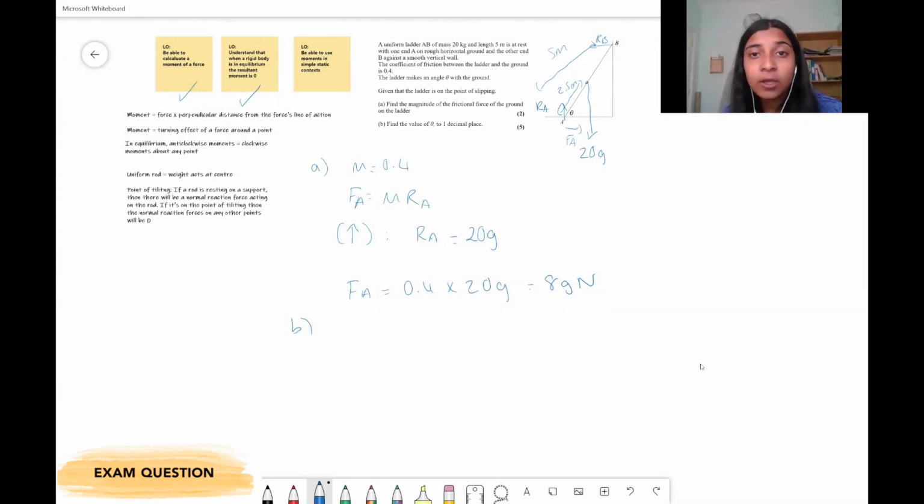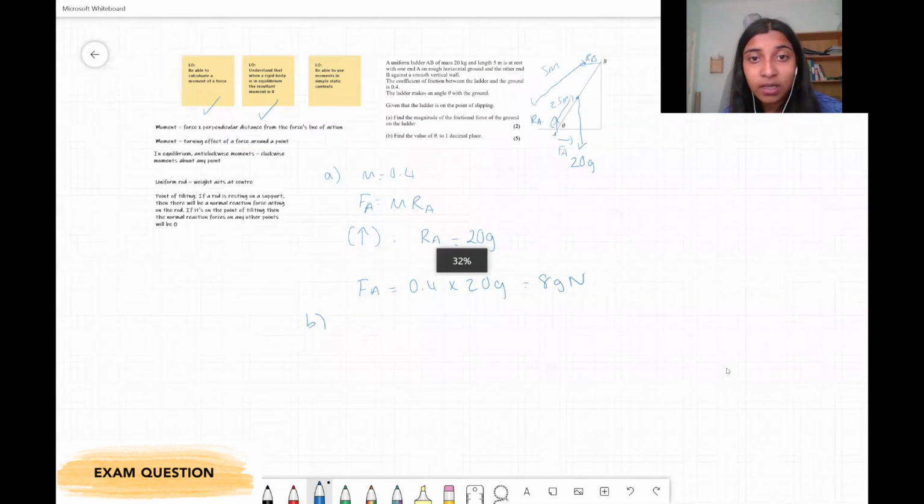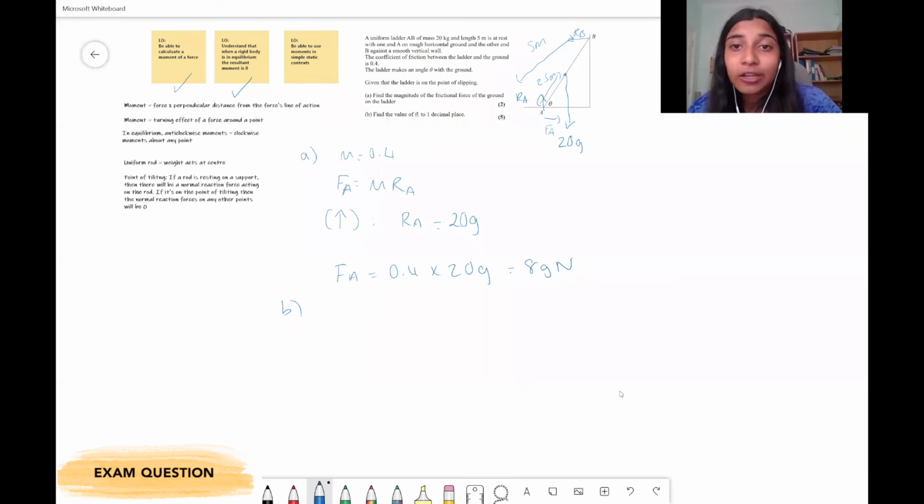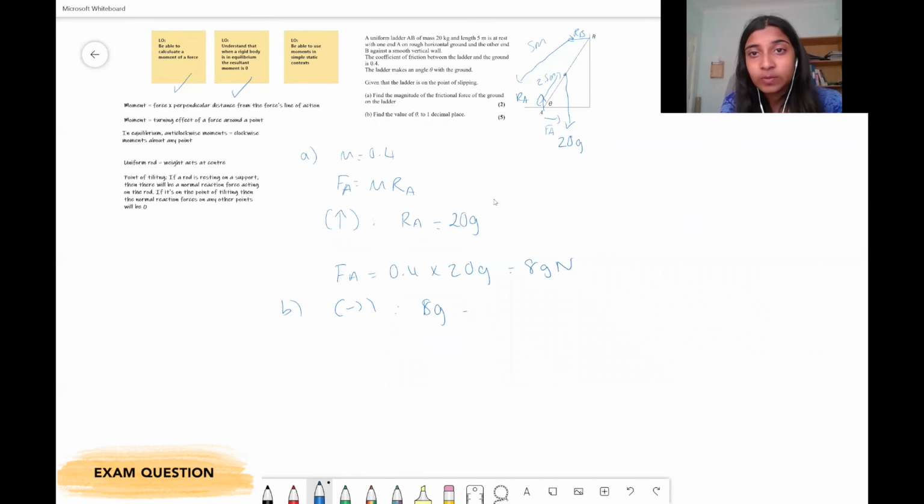Now for part B, we want to find the value of theta to 1 decimal place. In order to find the value of theta, we just want to see what we can actually do. One thing we can do is resolve horizontally, as we know our friction. Using our resolving vertically, as we found out at F of A, we'll be able to find our R of B. If we do that, we could say that F of A would just be equal to R of B.